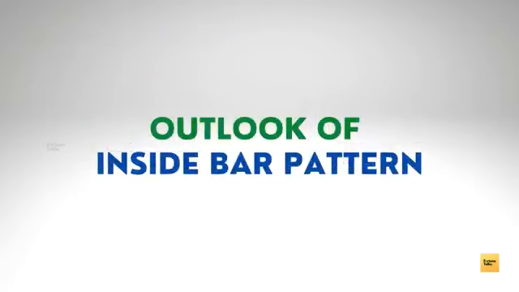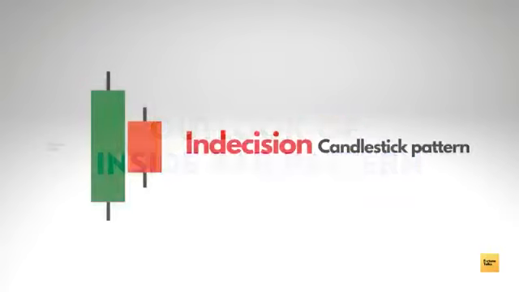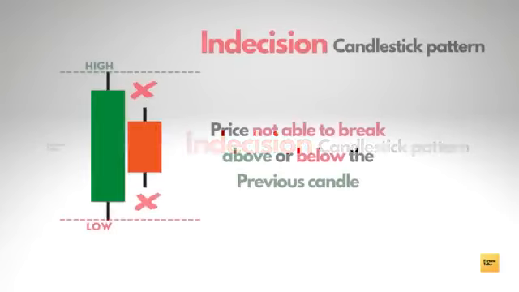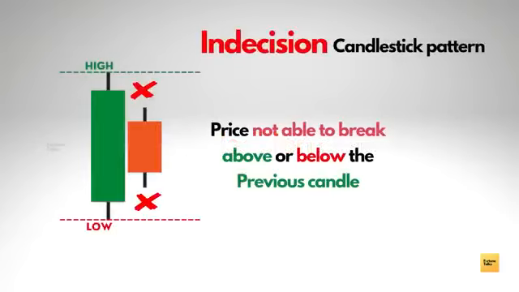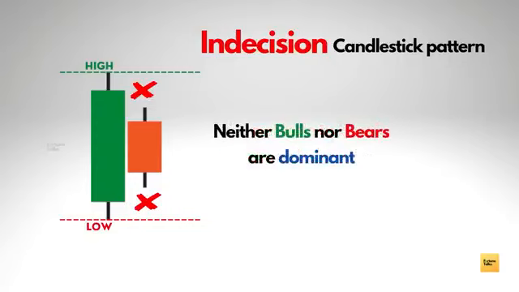Now let us talk about the nature of an inside bar, or the outlook of an inside bar in the market. The inside bar is actually an indecision candlestick pattern. The inside bar is formed because the price was not able to break either the high nor the low of the previous session or the previous candle. Now this tells us that neither the bulls nor the bears were in control during the session. This is very important information when used correctly.